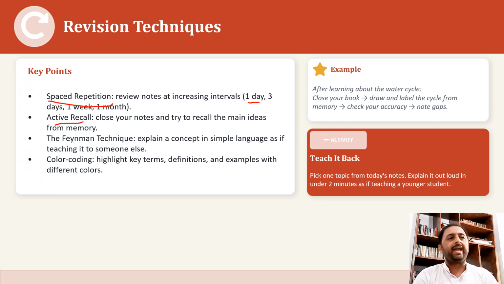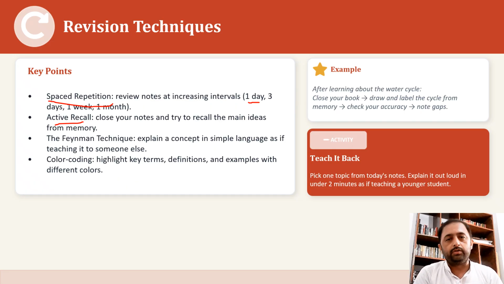And active recall. Close your notes and try to recall the main ideas from your memory. For this, the Feynman technique is also very important, which means explaining a concept in simple language as if teaching it to someone else. Okay, you have to teach someone else to revise quickly what you have learned.